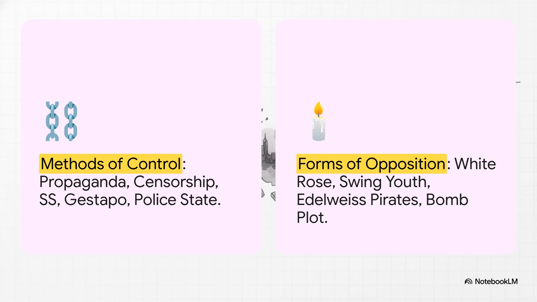And this really highlights the massive, stark imbalance of power. On one side, you have the methods of control, the whole state apparatus. We're talking propaganda, censorship, the SS, the Gestapo, the entire police state. It was overwhelming. And on the other side, the forms of opposition. You had small, brave groups like the White Rose Group, the Swing Youth, and the Edelweiss Pirates, and even a high-level attempt to kill Hitler with the July bomb plot in 1944. But they were just pockets of resistance, fighting against an all-powerful machine.